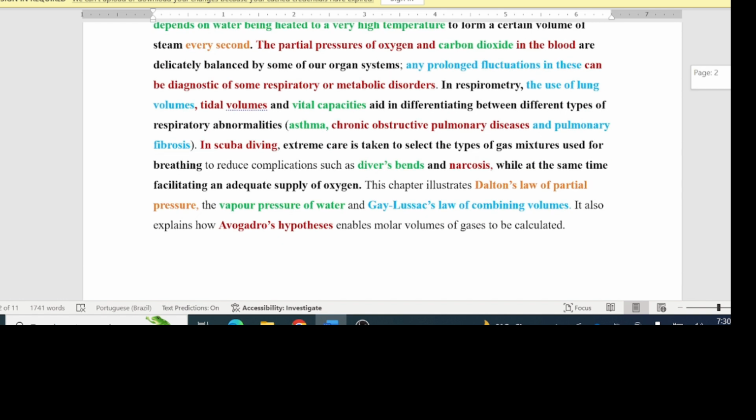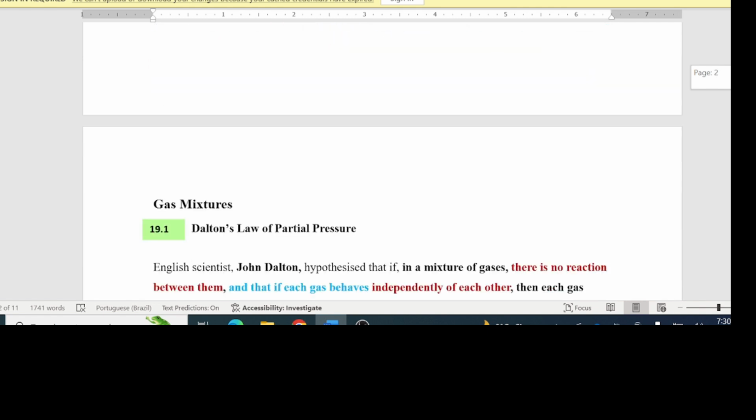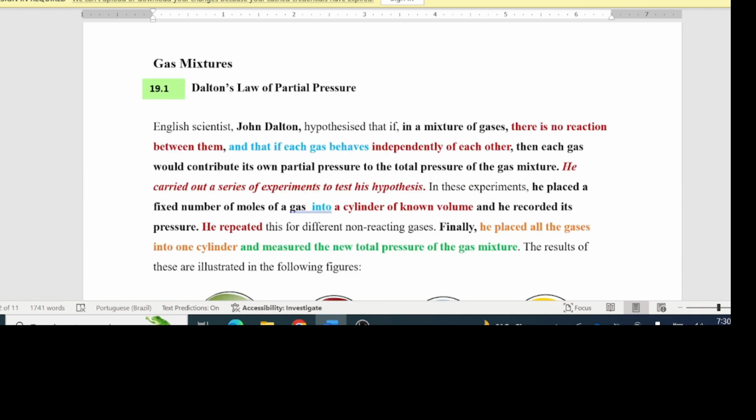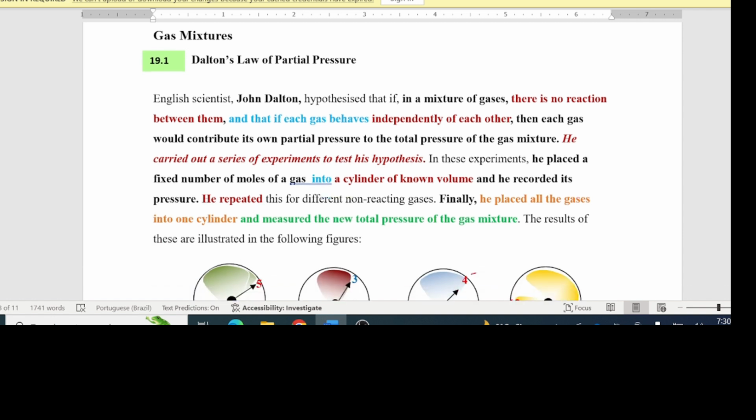Now we look at how Dalton formulated his law of partial pressure for each non-reactant gas in a mixture. English scientist John Dalton hypothesized that if in a mixture of gases there is no reaction between them, and if each gas behaves independently of each other, then each gas will contribute its own partial pressure to the total pressure of the gas mixture. He carried out a series of experiments to test his hypothesis.